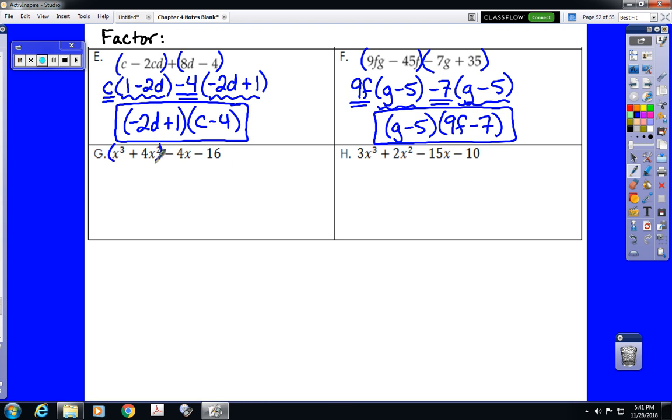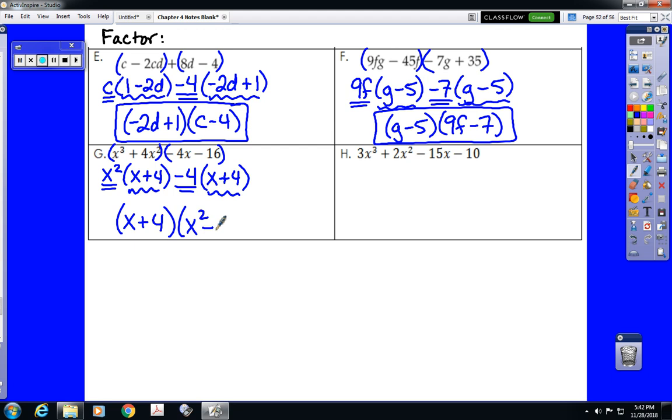We're going to group the first two, group the second two. Again, that negative needs to be grouped with the 4. From the first set of parentheses, we can take an x squared, which would leave x plus 4, which means to make the signs match, we're going to need to factor out a negative 4, which would leave x plus 4. Factoring again, we pull the x plus 4 out, which would leave x squared minus 4.